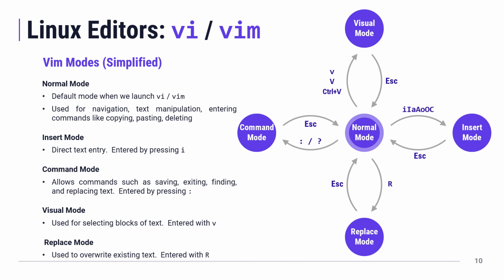Command mode. So if I am in normal mode and say I want to save a file, I will press colon. And that takes me into command mode. And I can now execute a command like W to write the file to save it. I could say Q to quit. There are some other commands like find and replace and so on. That's all done in command mode. Visual mode allows me to select things visually. So if I go into visual mode, I can move my cursor around and select lines, maybe delete them or copy them or whatever. And then replace mode. I press Shift R, that takes me to replace mode, and I can start overwriting text, replacing text.